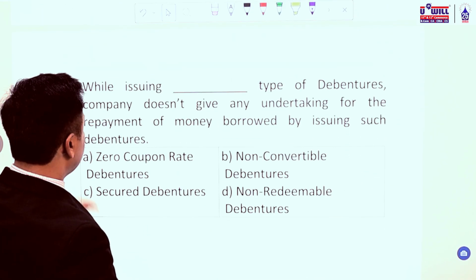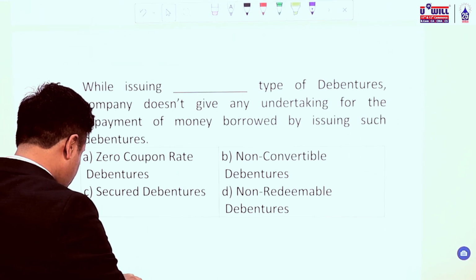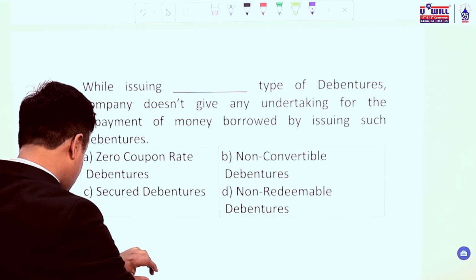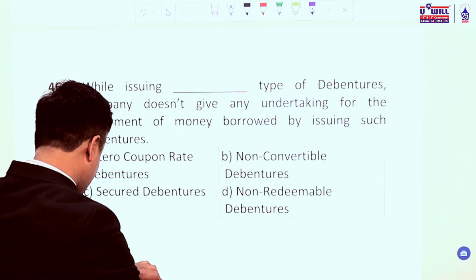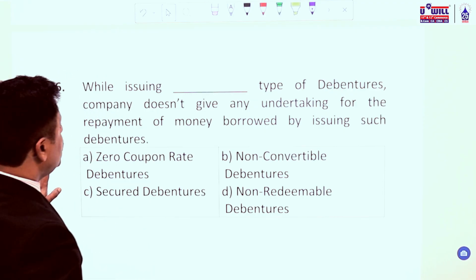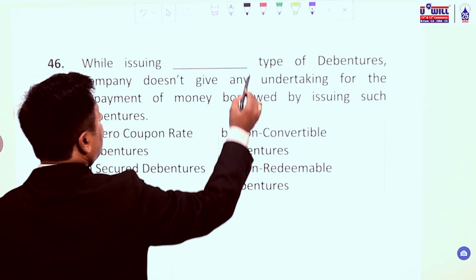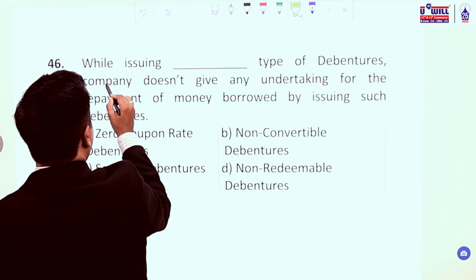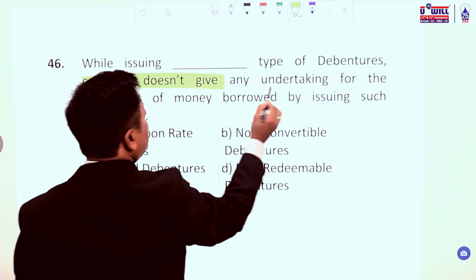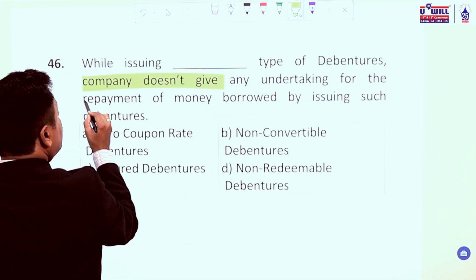For the 46th question. While issuing dash type of debentures, company does not give any undertaking for repayment of money.